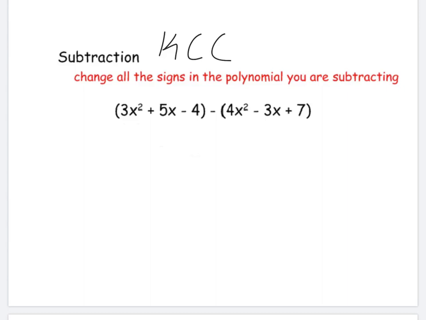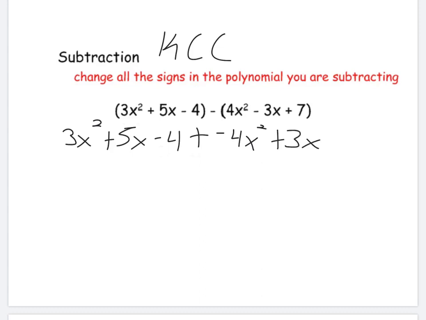So if I was going to do this one, I would keep the first term, which would be my first polynomial. So I would have still 3x squared plus 5x minus 4. And then instead of subtraction, I would change it to addition. And then I would change all of these things inside the second polynomial into their opposites. So instead of 4x squared, I would have negative 4x squared. Instead of negative 3x, I would have plus 3x. And instead of 7, I would have negative 7.